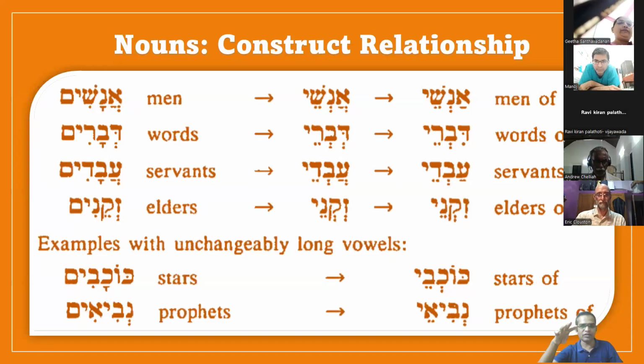When we understand this, while reading the text you will understand why these changes are taking place, because you will come across an ample number of phrases with construct absolute relationship.